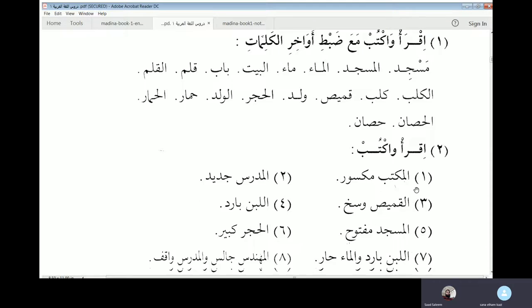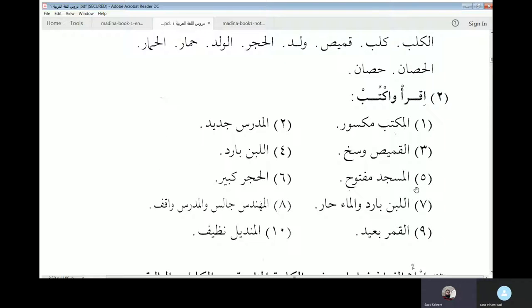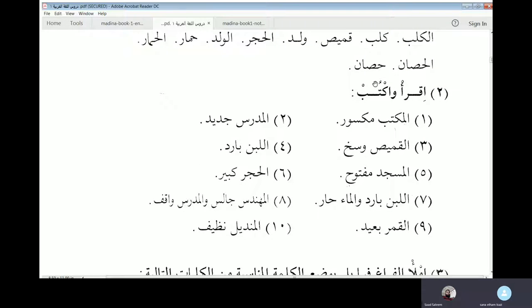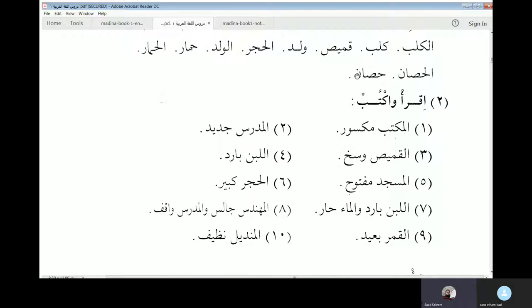Al-Hisanu, the horse. Hisanun, horse. Okay, this is another thing. This word is not Hisanun. This word is Hisanu. But you will learn the reason later, okay? These are Mamnu Minas-sarf. You will learn this rule later, inshallah.